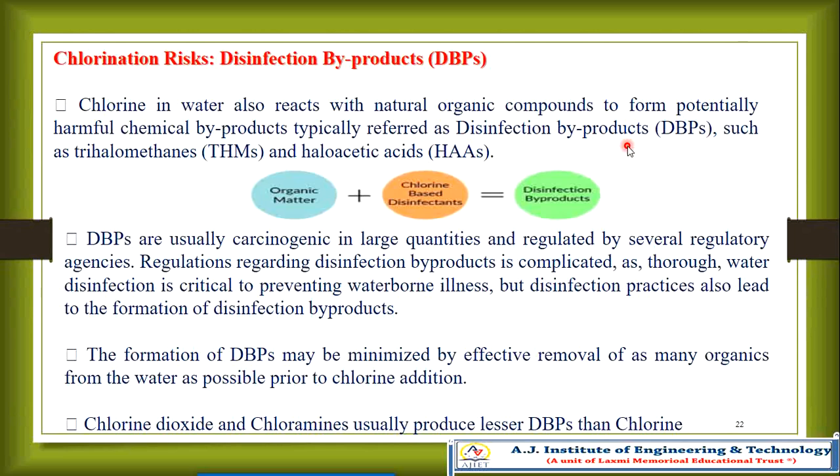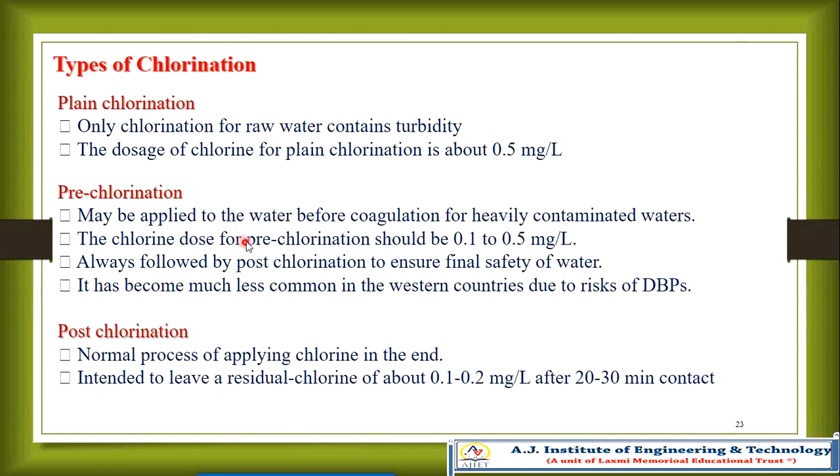Okay. So now chlorine dioxide and chloramine formation. In what form are you applying the chlorine dosage? That may be in the form of chlorine dioxide or in the form of chloramine. In these two processes, there will be fewer DBPs than with direct application of chlorine.